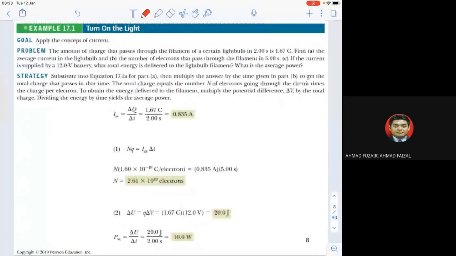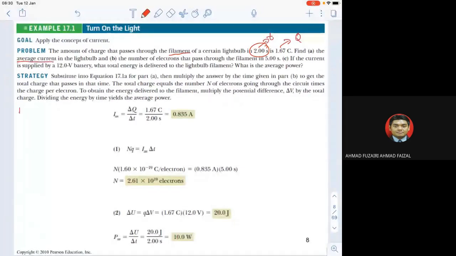Let's say example 17.1 from your Serway textbook. The amount of charge that passes through the filament, meaning that this one has a certain bulb, in 2 seconds is 1.67 coulomb. This is Q, and this one is time. Try to do it like what I'm doing just now, because if you want to get to know these things, make sure you know everything. So first, find the average current in the light bulb.